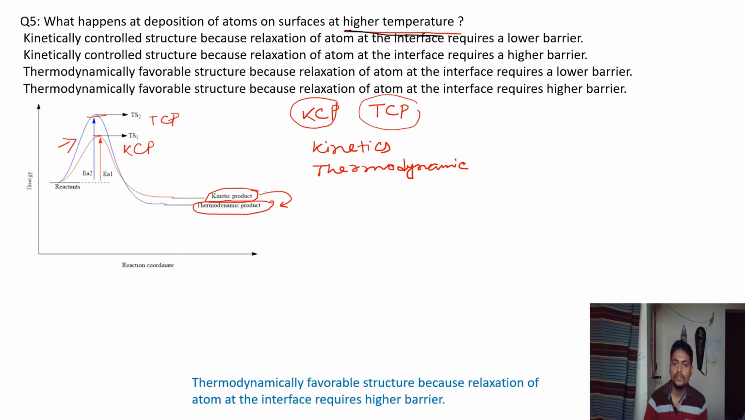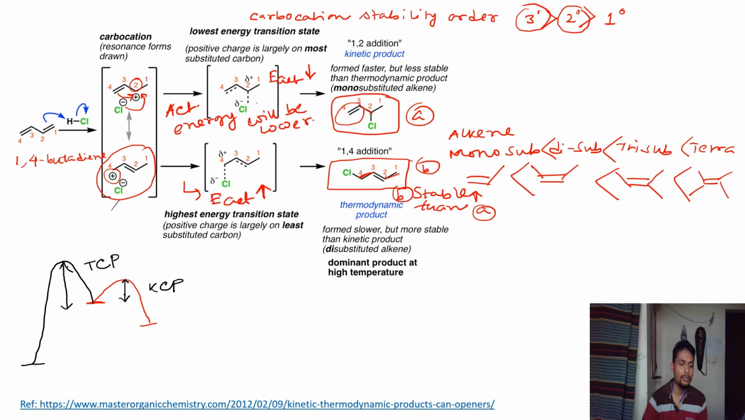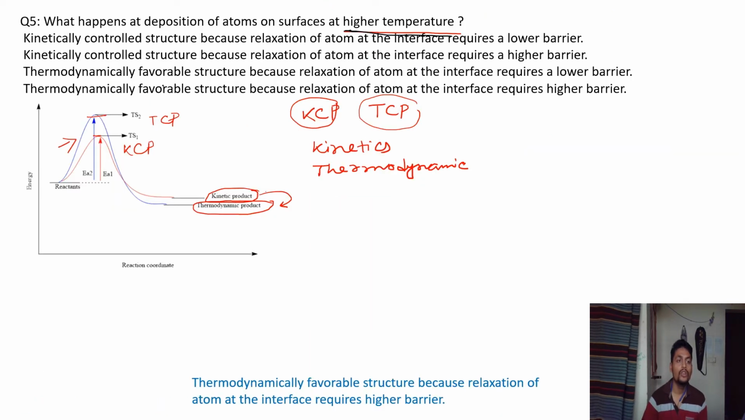This is a higher temperature. So we know that at higher temperature, higher activation energy can be reached, and if higher activation energy can be reached, the product will always be the stabler one. So we will get obviously the thermodynamically favorable structure, right? So these two points are cancelled. Now between these two, thermodynamically favorable structure, because relaxation of atom at the interface requires a lower barrier. Barrier means nothing but the activation energy.